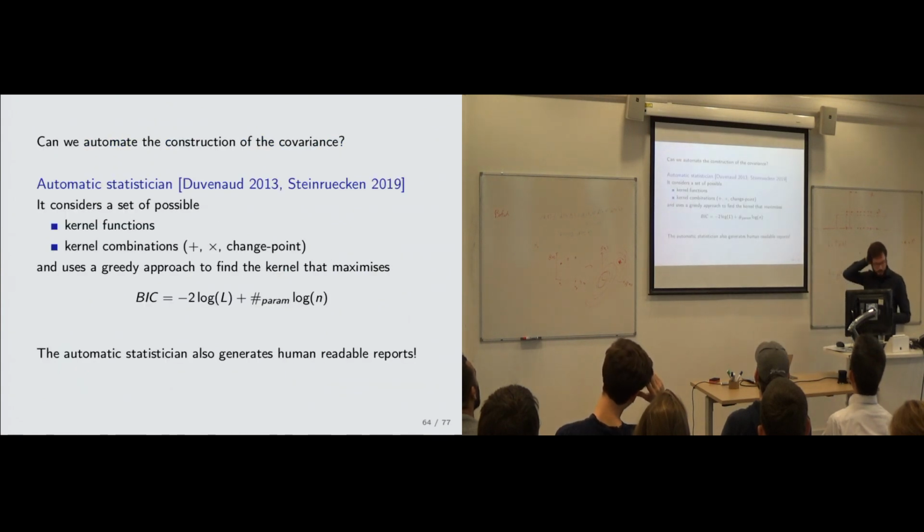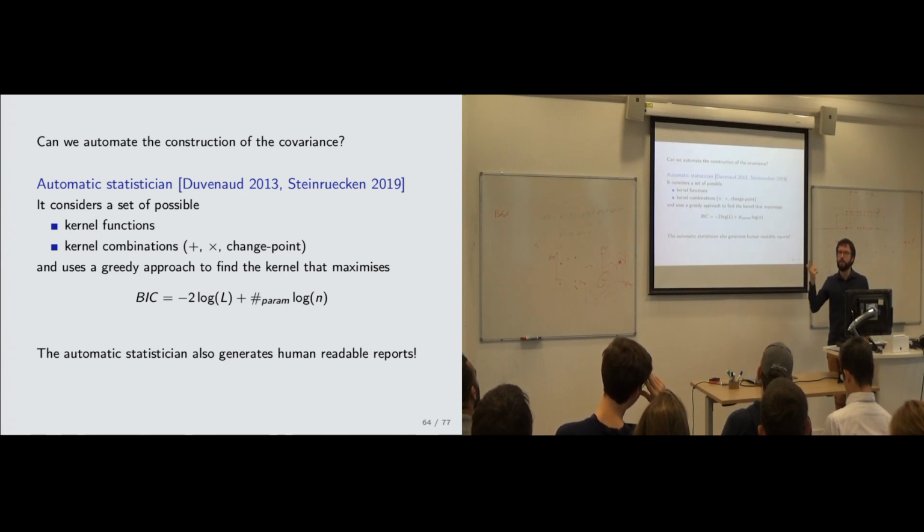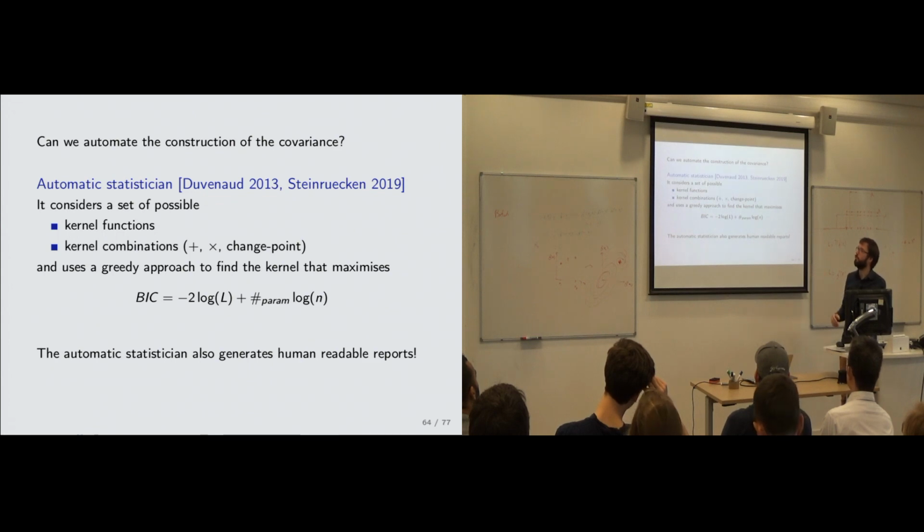And yes, can we automate? So we've seen we can make sums and products of covariances. We have a lot of covariances. Can we automate this choice of the covariance? That's quite an active area of research, especially in the group in Cambridge at the engineering department. The method they propose, they call it the automatic statistician.